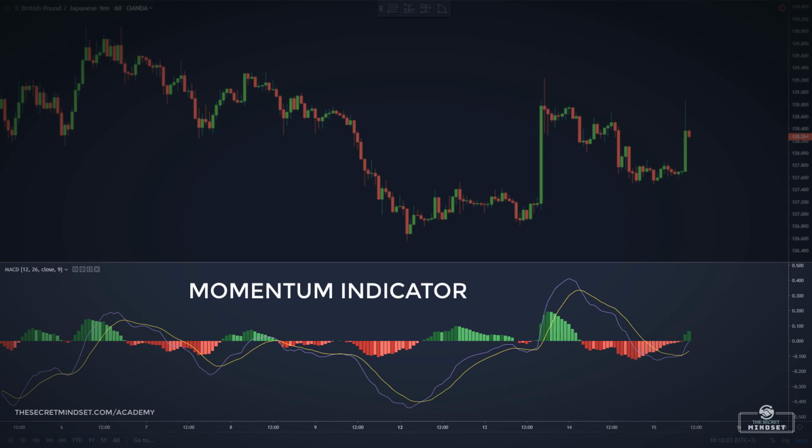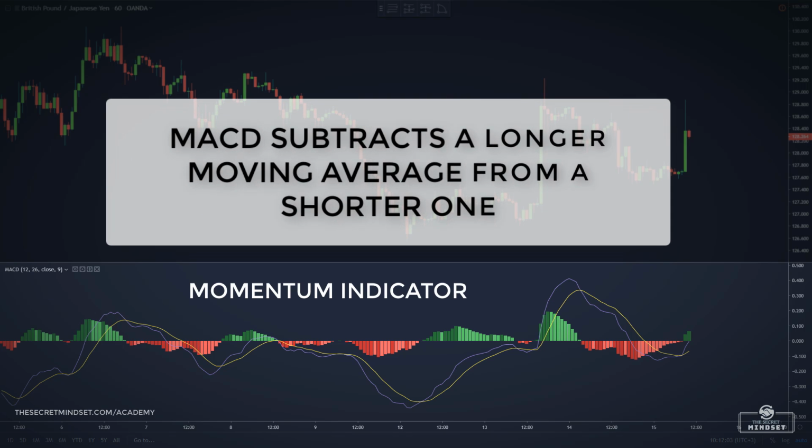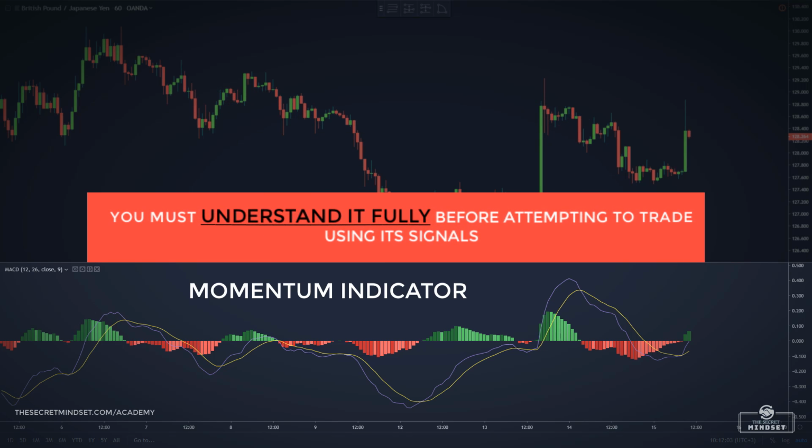The MACD turns two trend-following indicators, moving averages, into a momentum oscillator by subtracting the longer moving average from the shorter one. The moving average convergence divergence is a relatively easy-to-use tool, but it's crucial to understand it fully before attempting to trade using its signals.